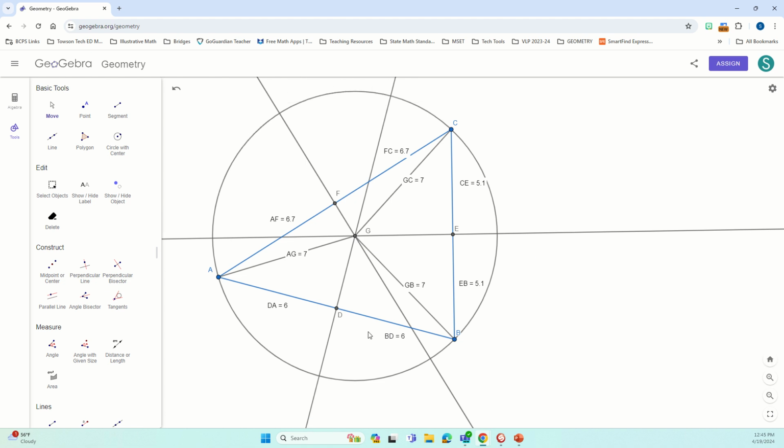Geometry is absolutely beautiful. So you will have to do this in your learning check. One of the things you will have to do is construct this, take a screenshot or a picture of this, and upload it. Okay?